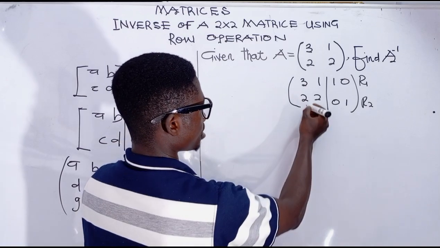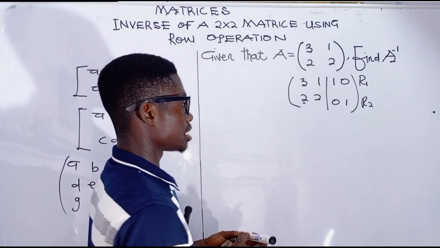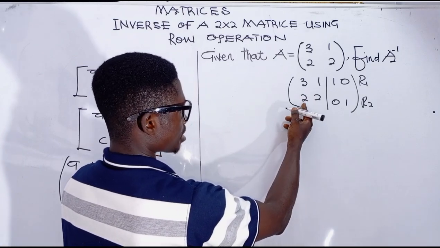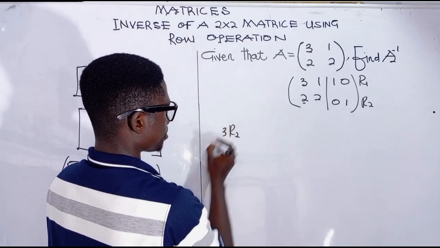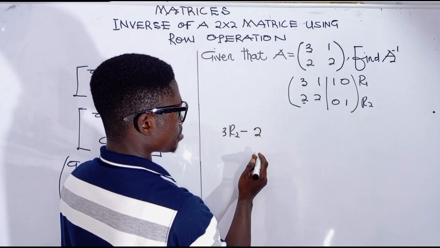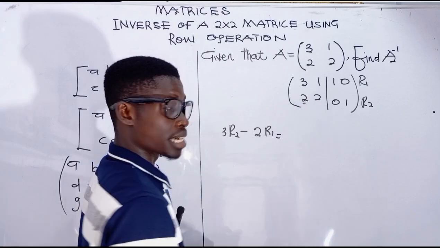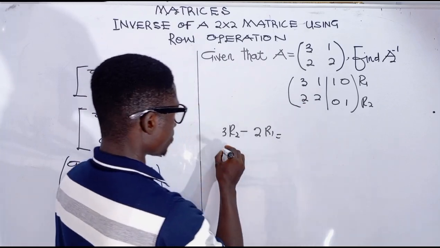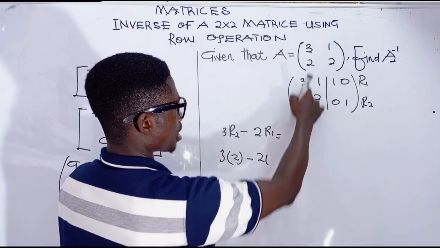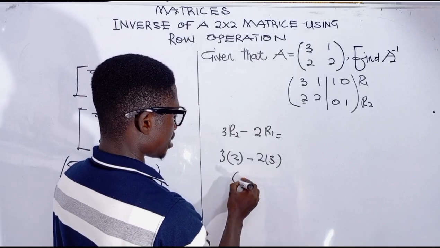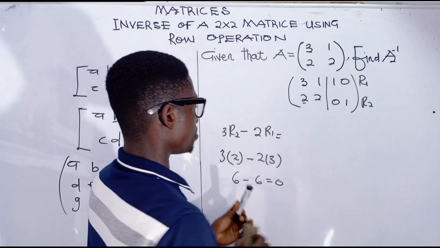So let's start with this entry. We want this entry to be 0, so we have to perform operations on it. You realize that when you multiply row 2 by 3, and multiply row 1 by 2, this entry will become 0. Let's try it and see. We have 3 R2 minus 2 R1. This will give us 6 minus 6, and that gives us 0. So we have achieved our first aim.